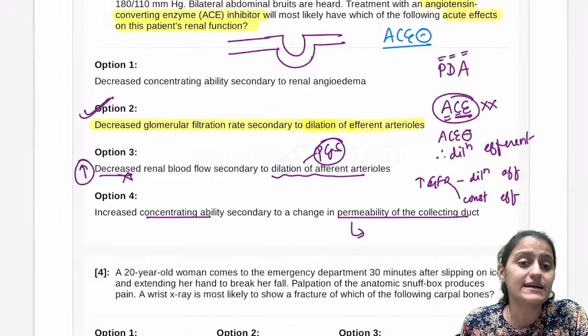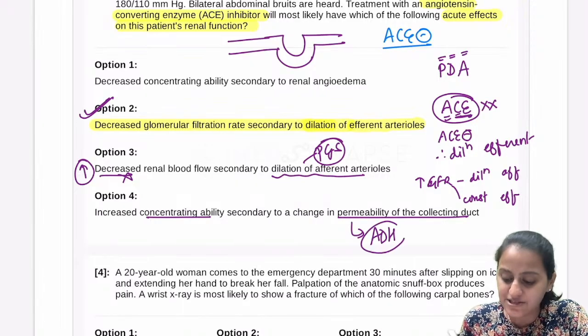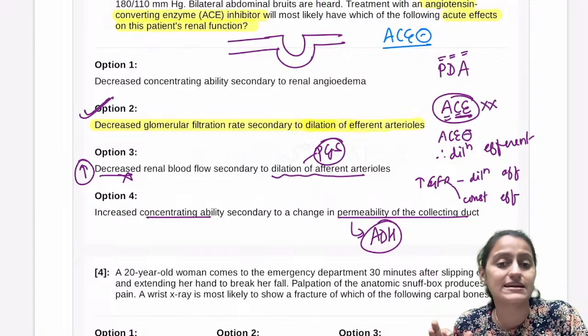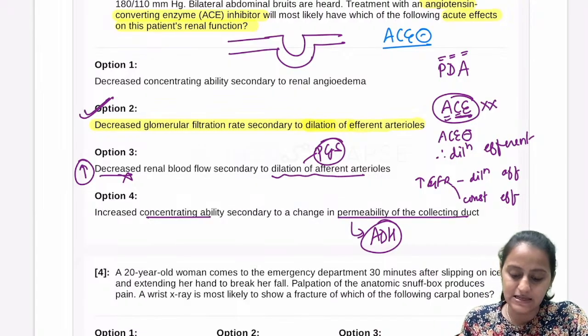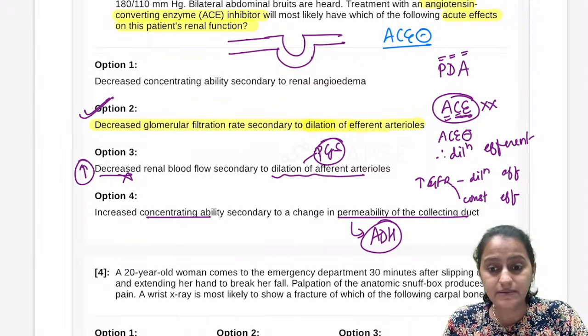Concentrating ability is secondary to change in permeability of the collecting duct. What hormone acts on the collecting duct, changing the water permeability? This is the action of ADH, right? ADH acts on the collecting duct. Please remember that. It is not the ACE inhibitors. Okay. Clear with everyone?